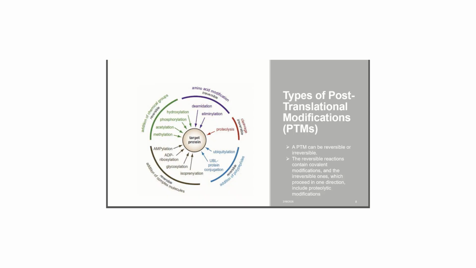So there are different types of post-translation modifications. Post-translation modifications are divided into reversible and irreversible. The reversible reactions contain covalent modifications, and the irreversible ones proceed in one direction, such as proteolytic modifications. So it usually leads to the lysis of the proteins. That's why it's one directional.